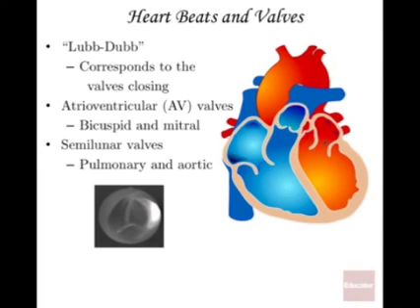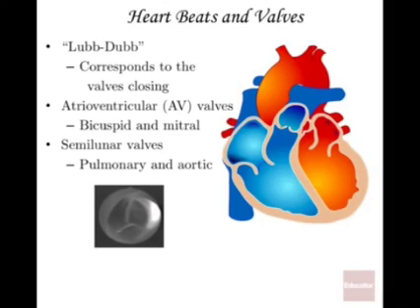These are known as atrioventricular valves, or AV valves. And the way to remember that is they are separating the atria and the ventricles. Atria, ventricles. So atrioventricular valves separate the A and the V. That's why they are AV valves. Bicuspid and mitral, or bicuspid and tricuspid.